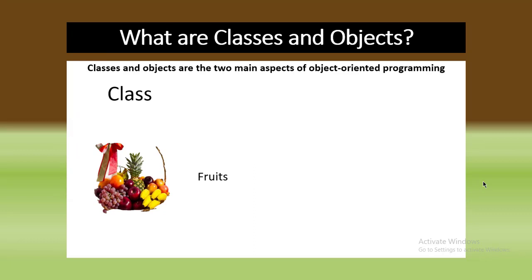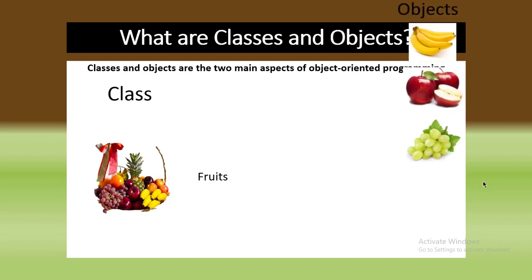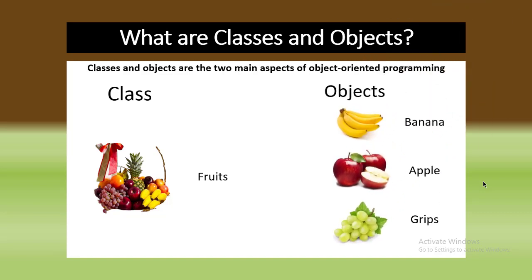Class, I think this is our class Fruit. Fruit is our class, and what are the objects for that class? The objects of the Fruit class are banana, apple, grapes, etc. That is our class, and on the left side and the right side we see the objects of the Fruit class.